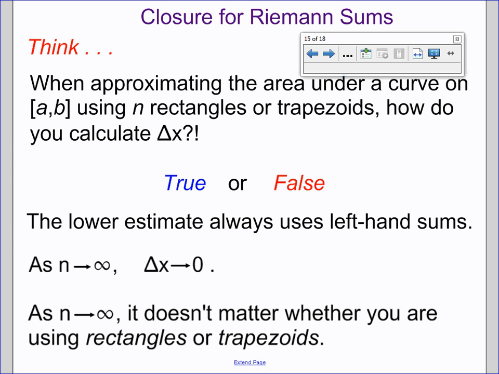True or false: the lower estimate always uses left-hand sums. True or false: as n approaches infinity, delta x approaches 0. True or false: as n approaches infinity, it doesn't matter whether you use rectangles or trapezoids. Go ahead and decide with your partner the response to each of these parts. And then we'll conclude our Riemann summary.